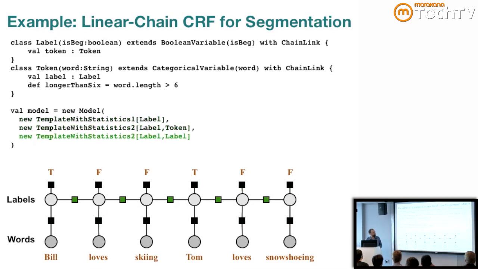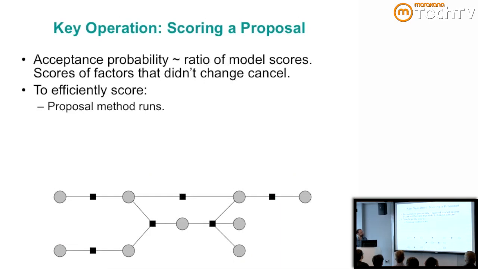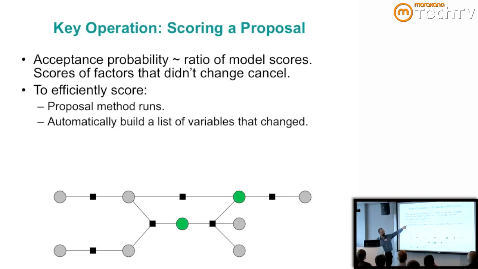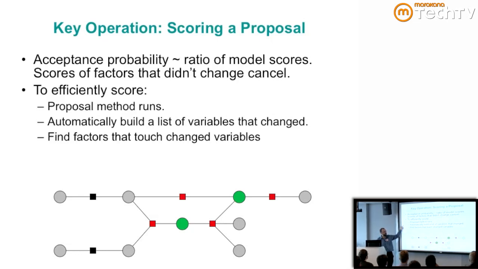But we can create templates for these different kinds of factors. And let's then think about what work these templates actually have to do. They're going to have to create factors on the fly when they're needed. So a key operation in, say, a sampling-based kind of inference is that you propose some change to a variable. This proposal method runs. We automatically build up a list of the variables that have changed. And then I need to find the factors that touch the variables that changed. So if I just change the green variables, I need to find the red factors. And I actually don't need the other factors, so I can be very efficient because I don't have to ask them for scores.